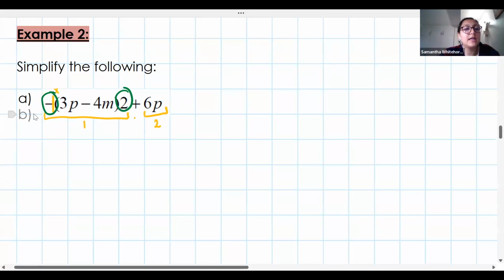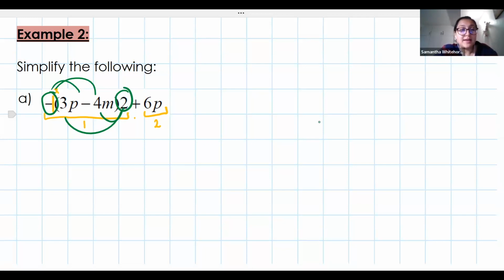Hopefully what you're seeing is that this bracket has 2 things being multiplied to it. So we've got the -1 being multiplied, but we also have the 2 being multiplied. Now, if you want to distribute it exactly as I've just done, that's fine. But we can make our life easier.